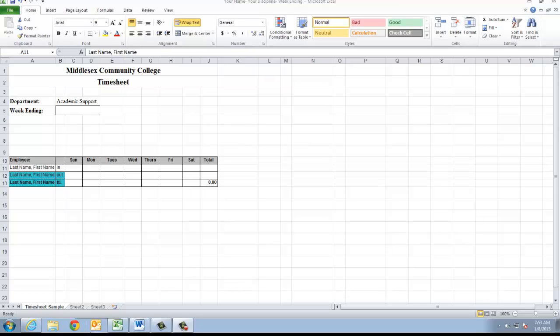This is what a Middlesex Community College timesheet looks like. Timesheets must be sent no later than 12 noon on Tuesdays. Emailed to mcctutoring@middlesex.mass.edu. The first time you enter your timesheet, please make sure you change last name, first name to your last name, first name. So my timesheet would look like this.